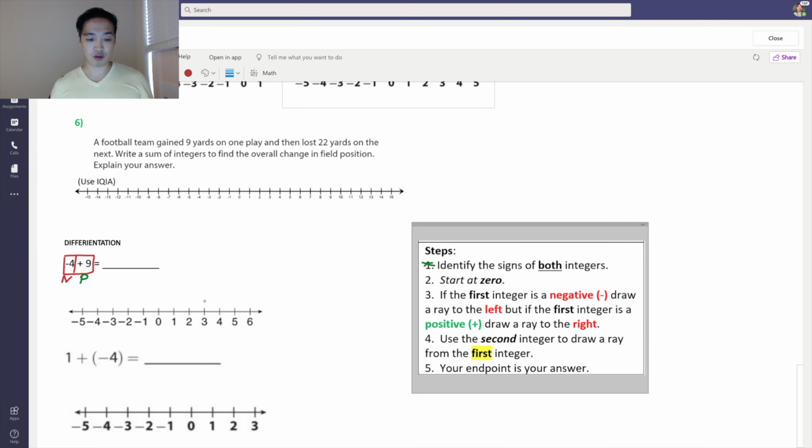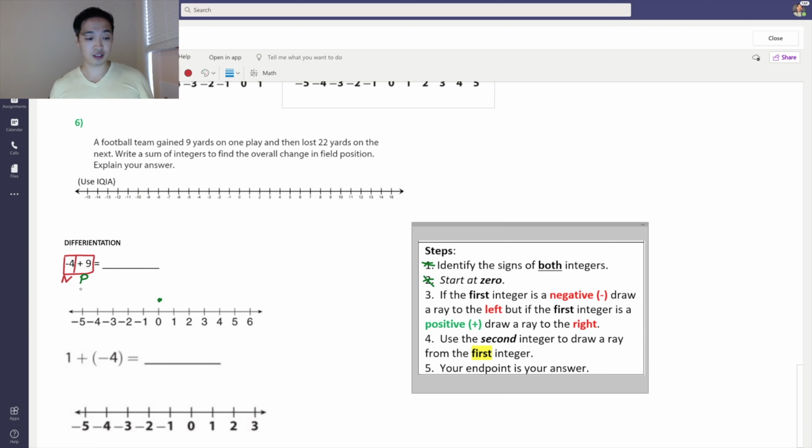Then you have to start at 0, and you can use whatever color you want. I'm going to start with a little dot here at 0. Look at that, I finished step 2. Then you go to step 3. Step 3 says, if the first integer is a negative, draw a ray or an arrow to the left, and if it's a positive, draw a ray to the right.